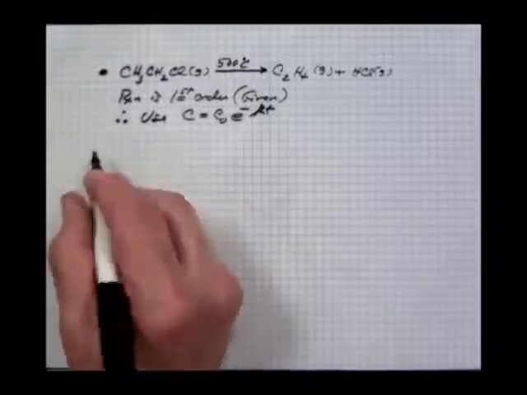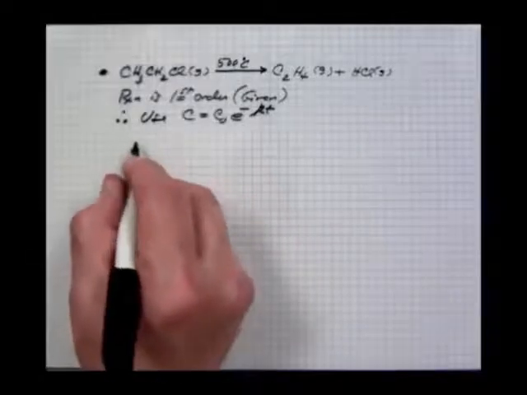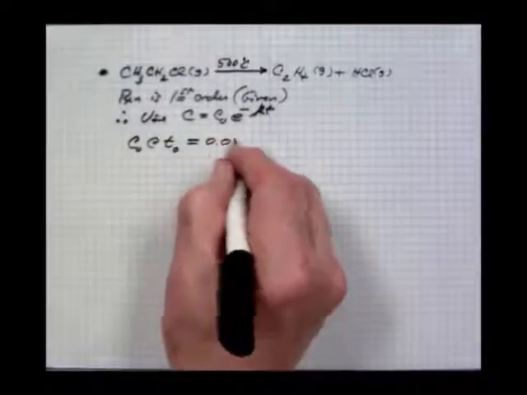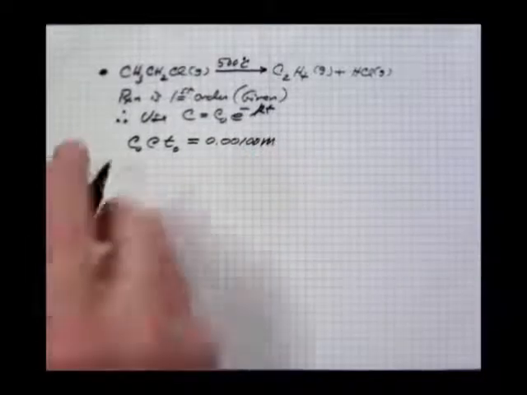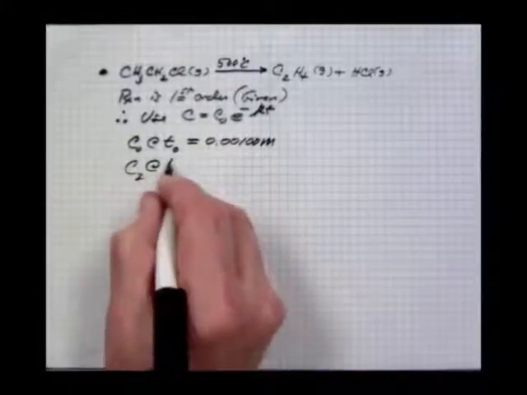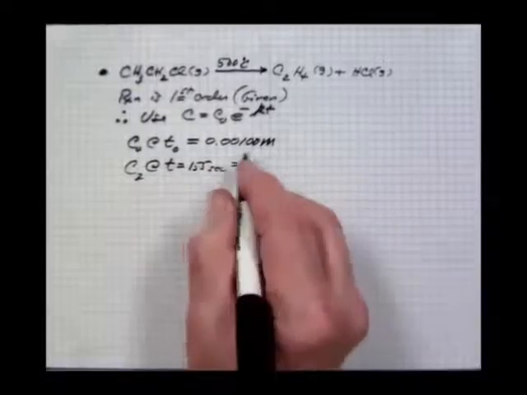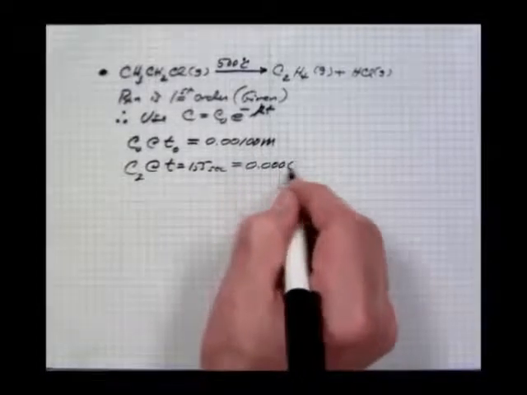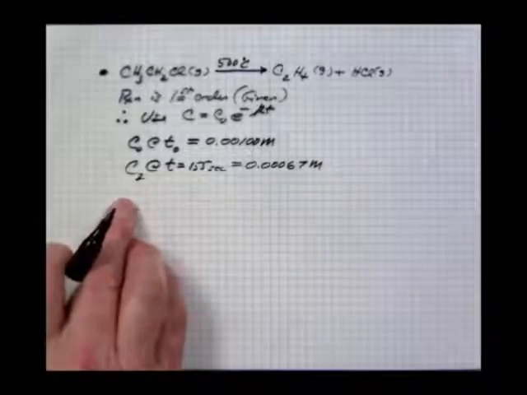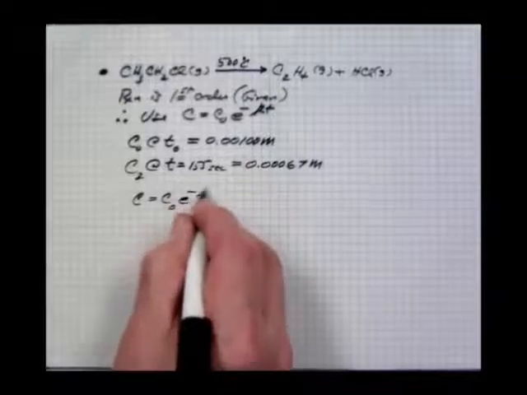Okay. Now, in the experiment, the concentration of ethyl chloride was given, so C sub O at T0 is equal to 0.00100 molar, and C, if you would, at T equal 155 seconds is equal to 0.00067 molar. So from this we can calculate the K value in the following way. So C equal C sub O e to the minus KT.